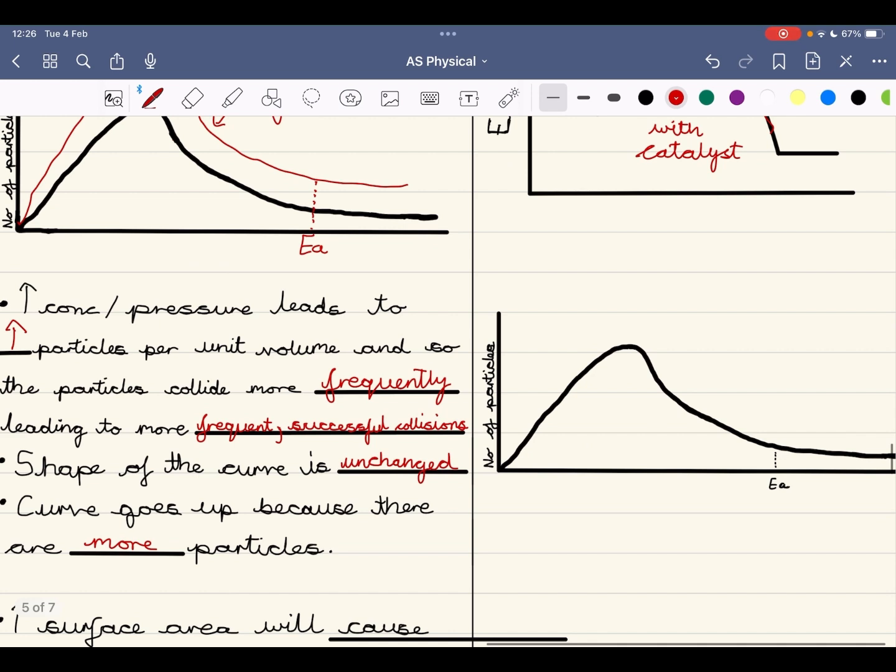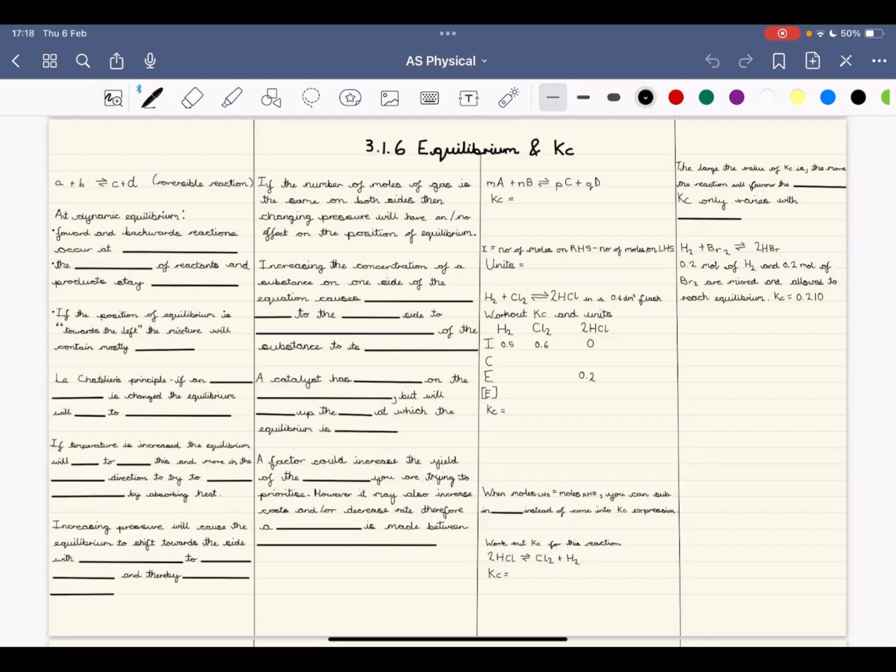And for the Maxwell-Boltzmann distribution, what a catalyst does is shift the activation energy to the left. Nothing else has changed. Alright, moving on to equilibrium and Kc.